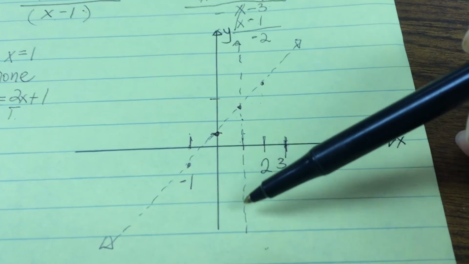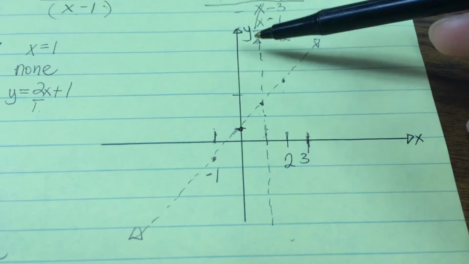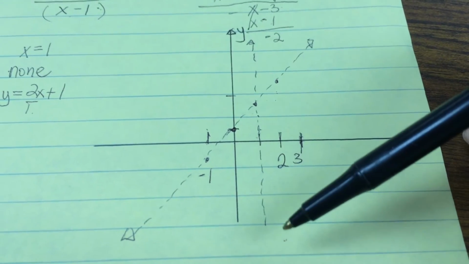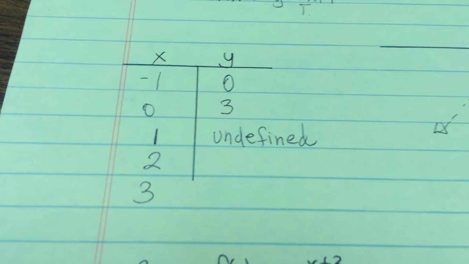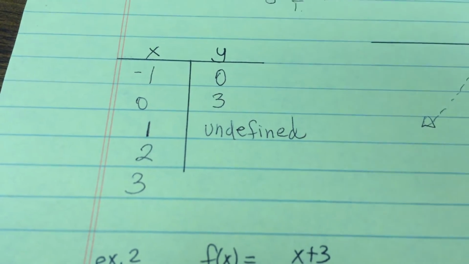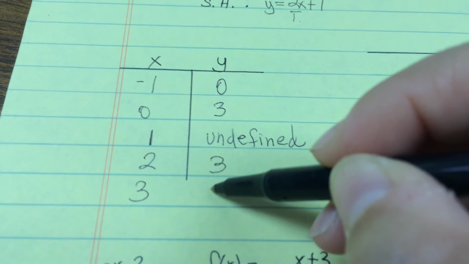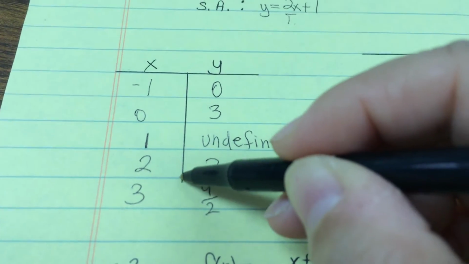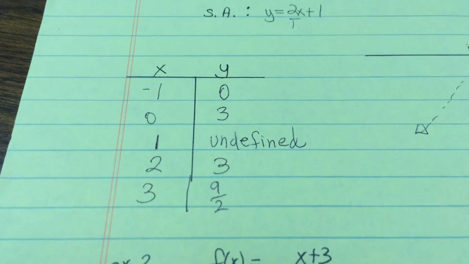It does not exist. Also, you have to be careful, because sometimes the vertical line right here is an asymptote, and sometimes it can also be a hole in the picture. I have an example of that one. For right now, we just have a vertical as an asymptote. Okay, so then 2 becomes 3, and then 3 becomes 9/2. If you need to pause the video to make sure all of your numbers are correct, go ahead and do that.